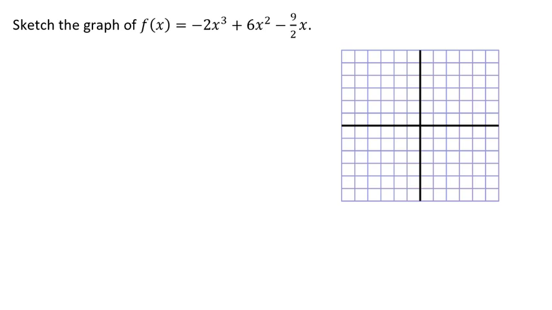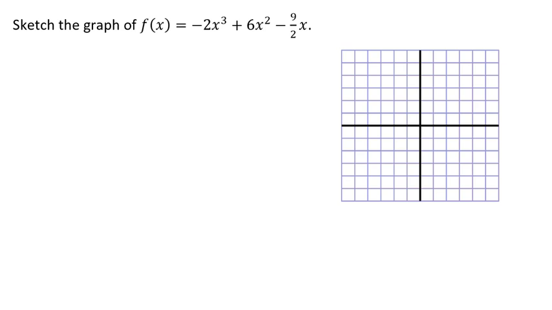In this video, we're going to be learning how to sketch the graph of a polynomial function. We're going to do that with an example, and here we have the function f of x equals negative 2x to the third plus 6x squared minus 9 over 2x.